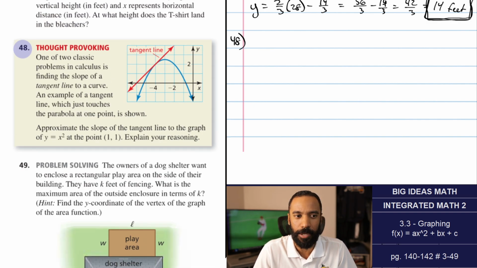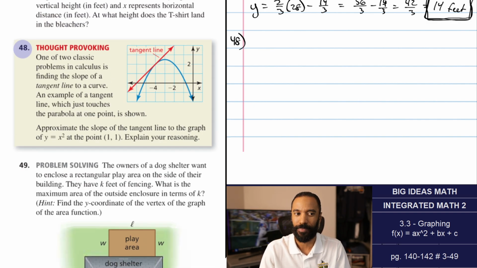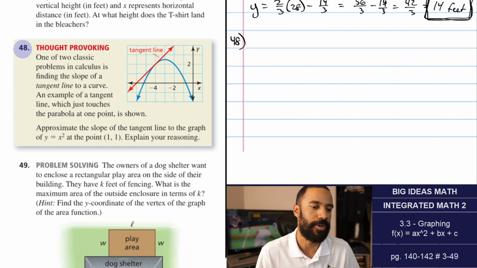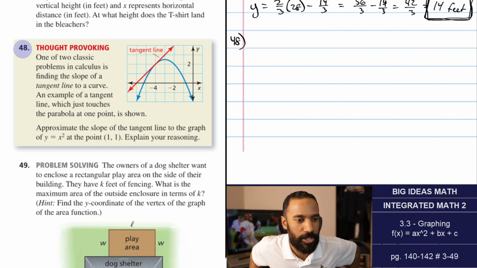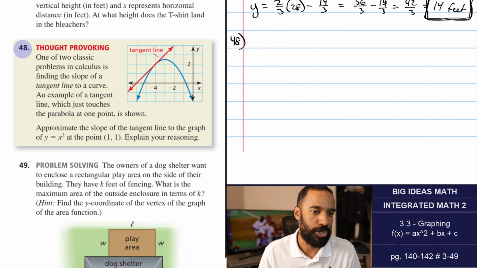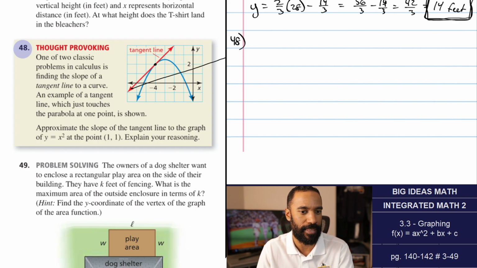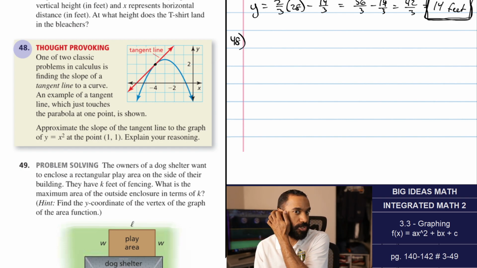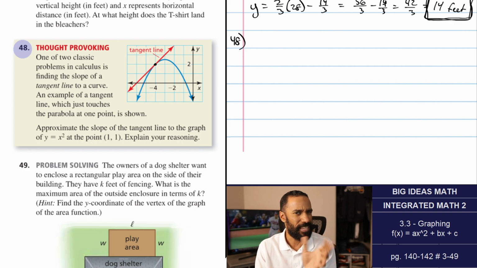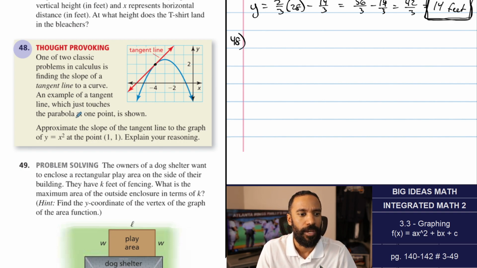One of the two classic problems in calculus is finding the slope of the tangent line to a curve. An example of a tangent line, which touches the parabola at just one point, is shown. So it's a way of saying it just nicks and kisses the curve and goes off. It doesn't crash through, boom, boom, like that. It's a way of finding the slope of the curve at that point, the instantaneous rate of change.